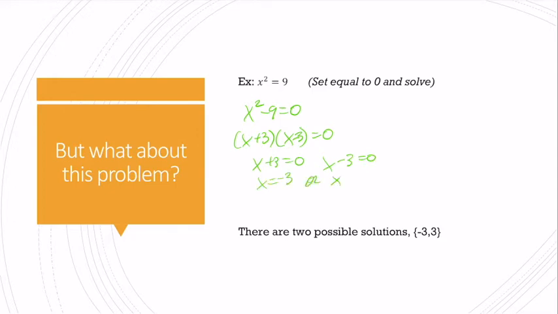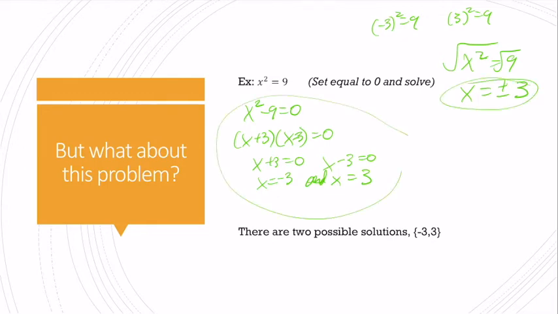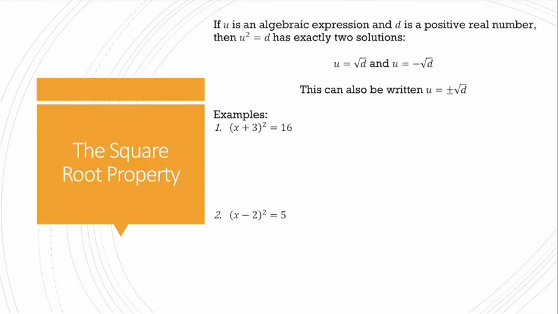and x = 3. But what if I could have just solved this by taking the square root of both sides? That would give me x equals the square root of 9. Because it's a square, it could be −3 squared is 9, or it could be 3 squared is 9. So my answer would be plus or minus 3. Okay, here's 2 possible ways to solve this problem. This is called the square root property.